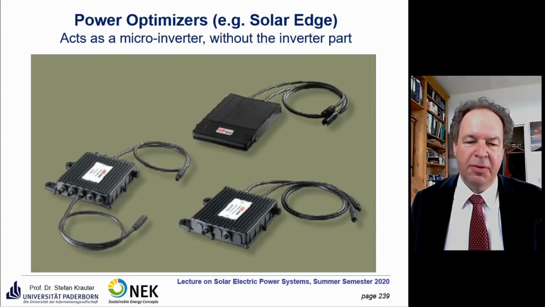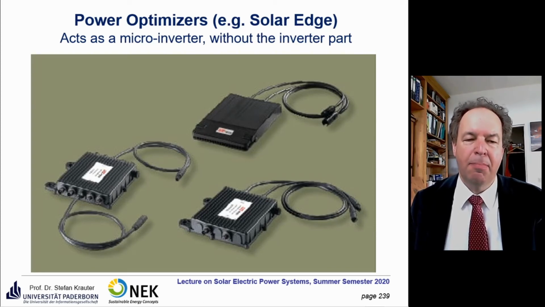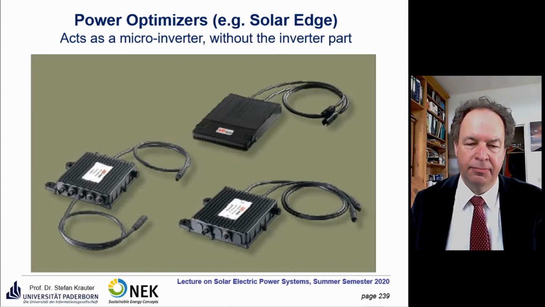These are some examples of power optimizers. That is not really a microinverter. You have just a maximum power point tracking device at each module or at each subarray, as we saw before.